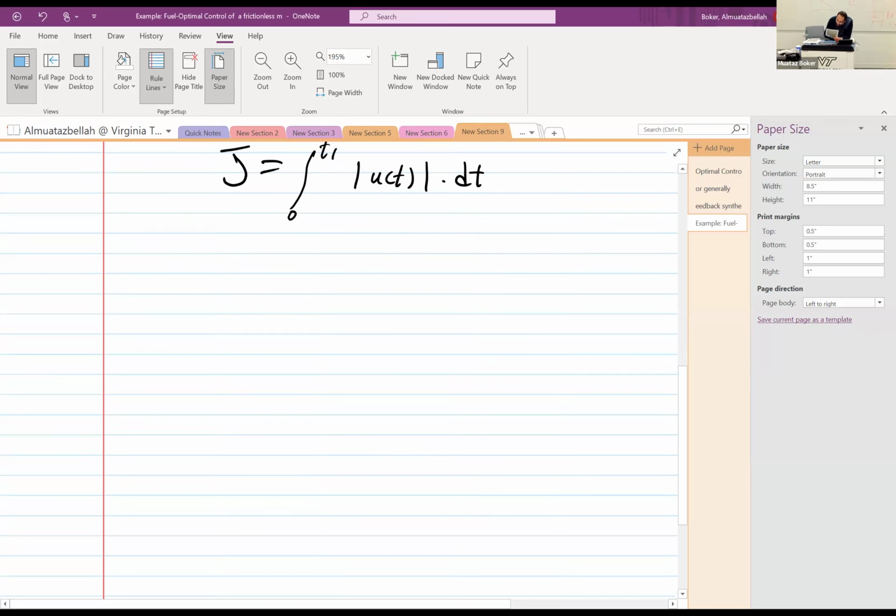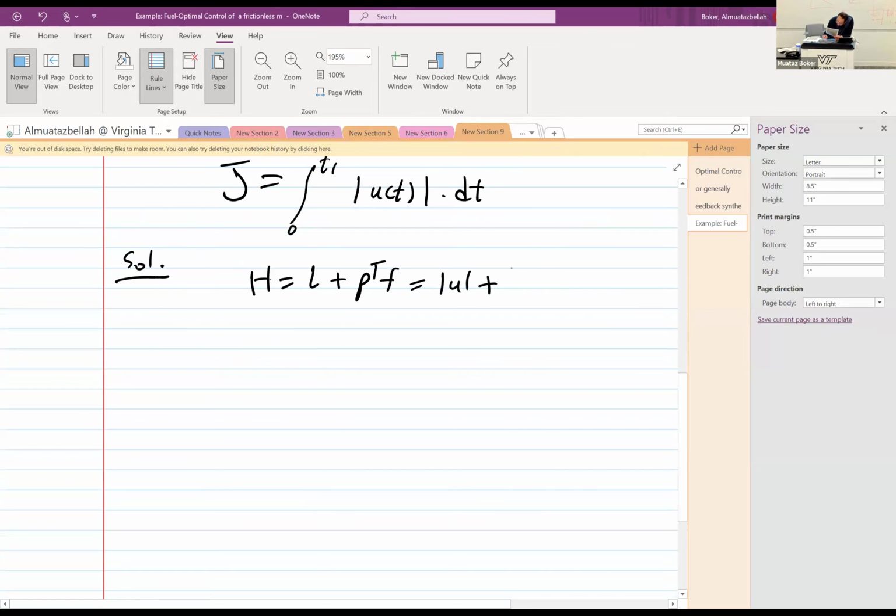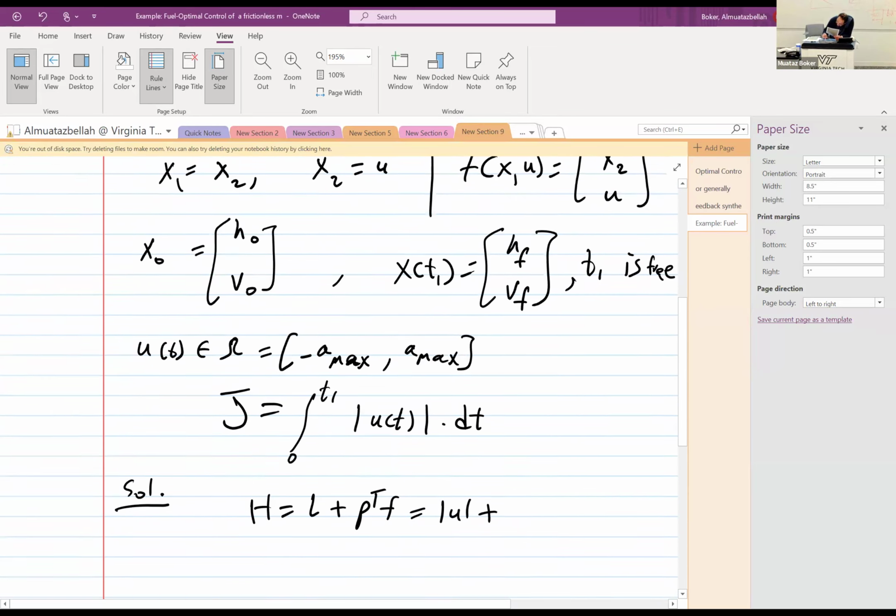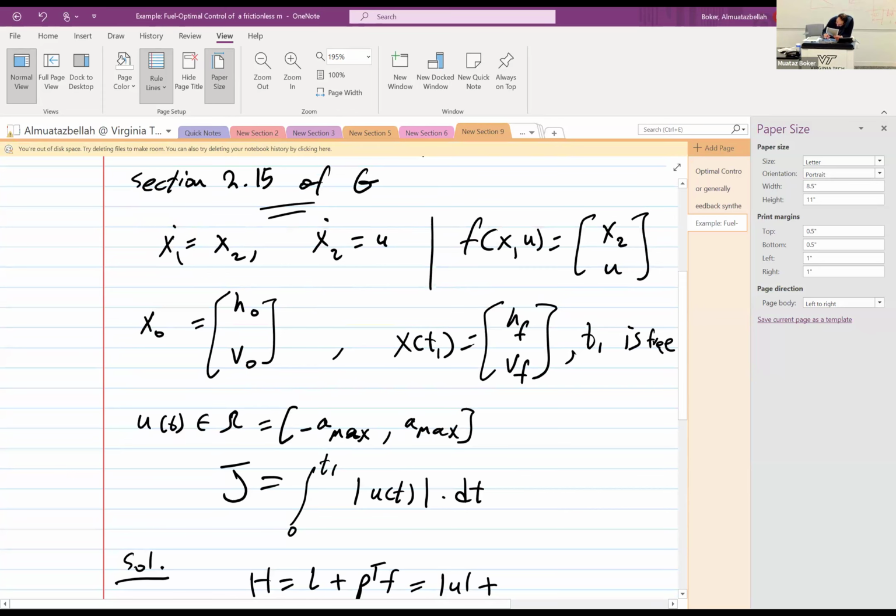All right, so let's solve this problem. The Hamiltonian is equal to L plus P transpose F. So that would be equal to the magnitude of u plus P transpose times F, which is x2 and u.